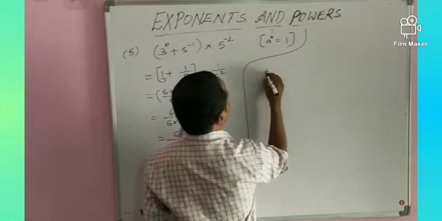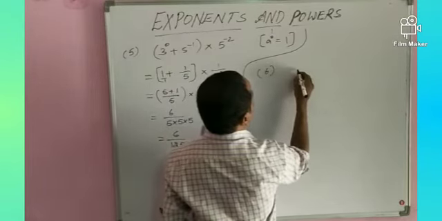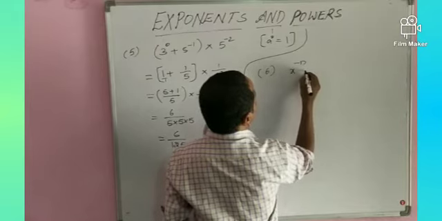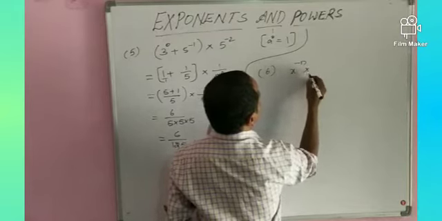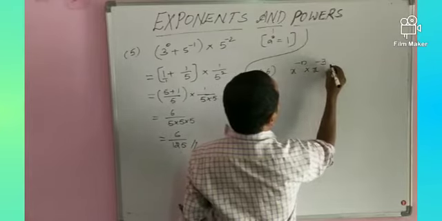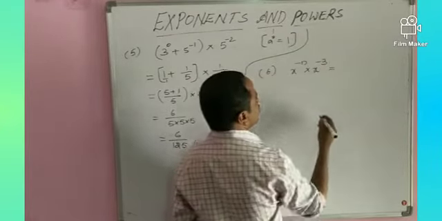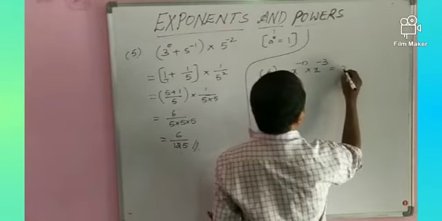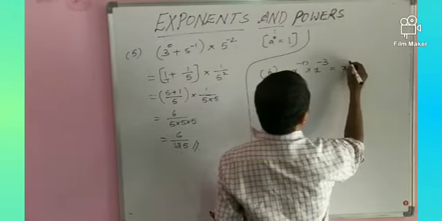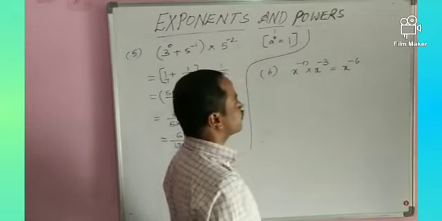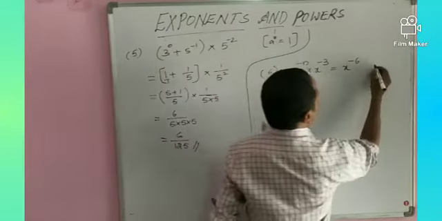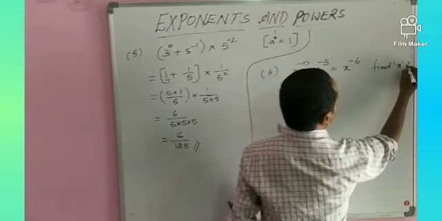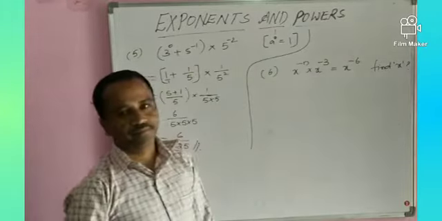Listen, one more example. x power minus n into x power minus 3 is equal to x power minus 6. Find the x value. Find n. That is the problem.